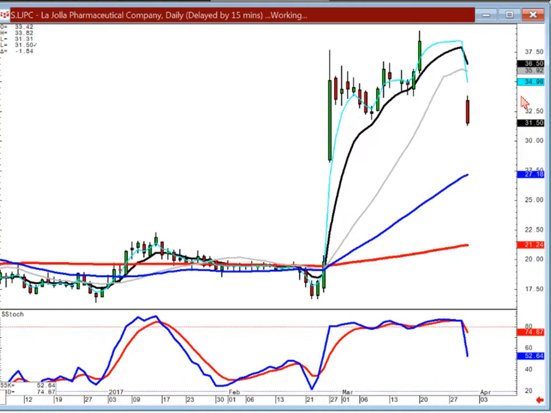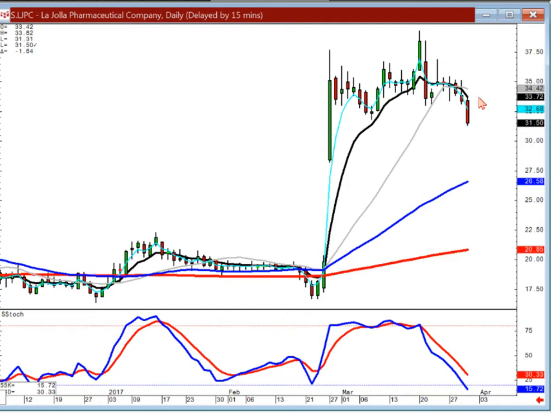And LJPC, same scenario. This wasn't a sell signal, but it was a close below the T-line, enough to say get out of the position because it kind of depleted your uptrending channel. You could always get back in if it closed back up above the T-line. Now you've got that slow curve. You're probably heading back down to the 50-day moving average.